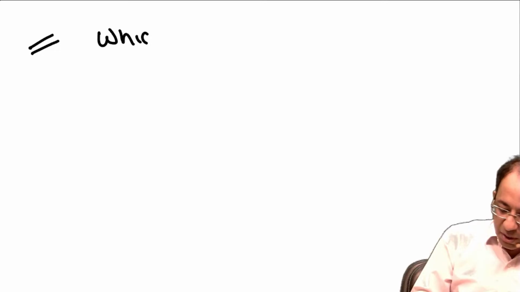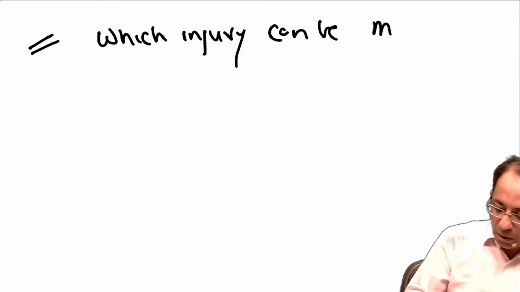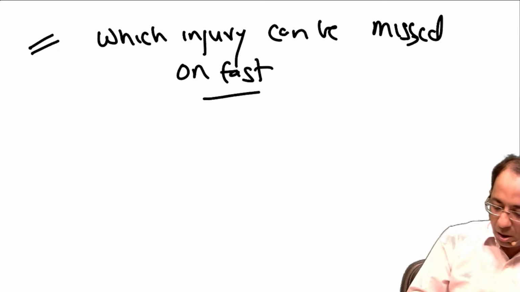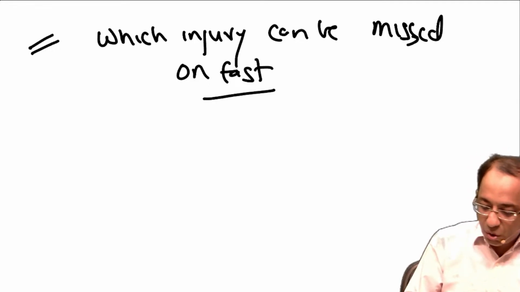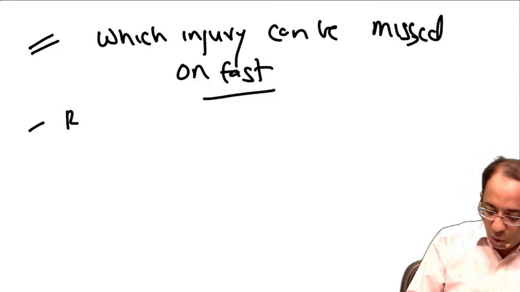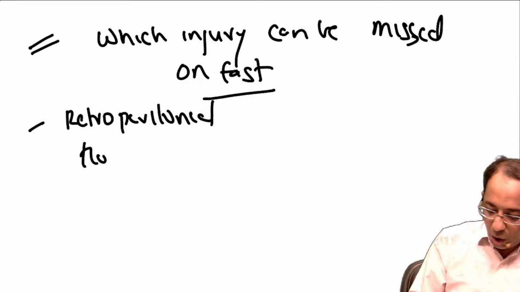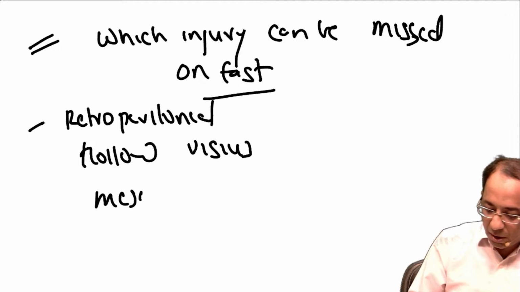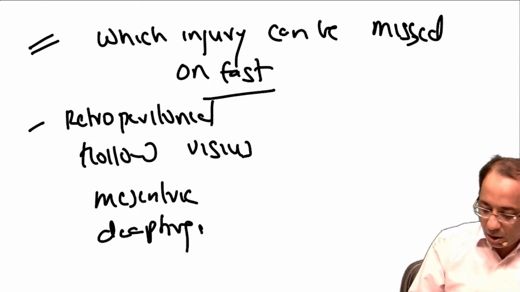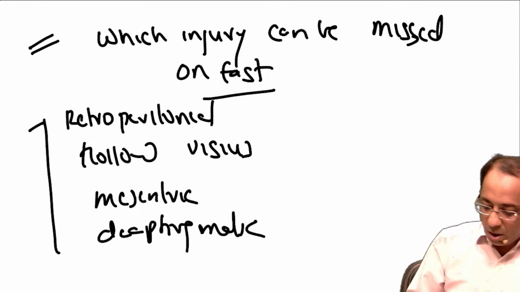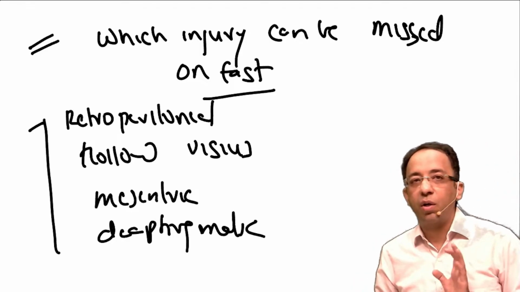Which abdominal injury can be missed on FAST? Remember, they will always ask you, the answer will be retroperitoneal injury, previous INICET question, hollow viscus injury, mesenteric injury, diaphragmatic injury. These are the injuries which can be missed on FAST.